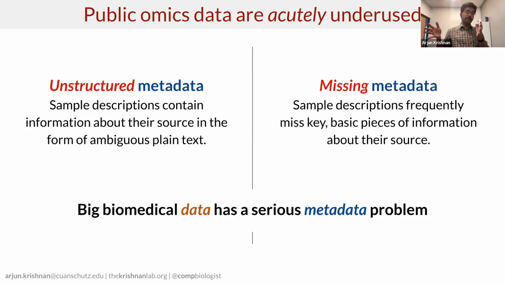The second problem is missing metadata, which means that although somebody has written a description about a sample or a dataset, it doesn't mean that they have included every attribute of the sample or dataset in that description. So sample descriptions frequently miss key basic pieces of information about the source or the experiment. Because we are so interested in using data effectively, we started developing methods to tackle these two problems.